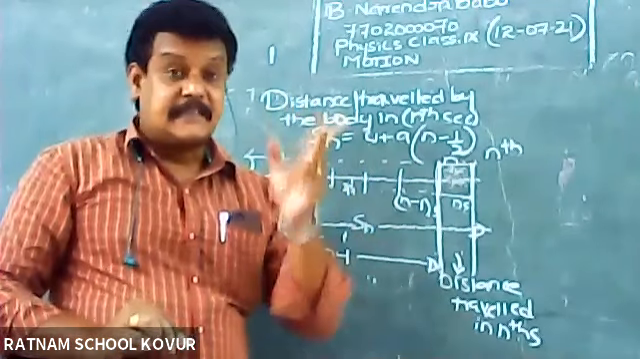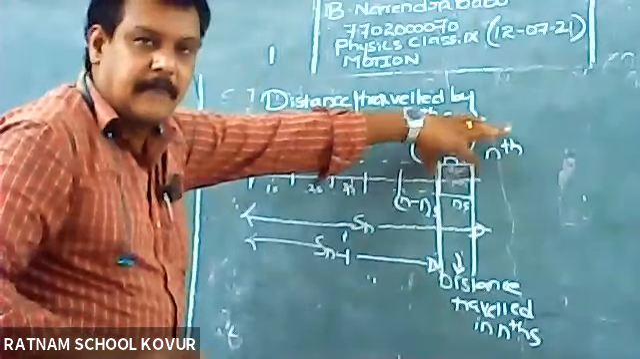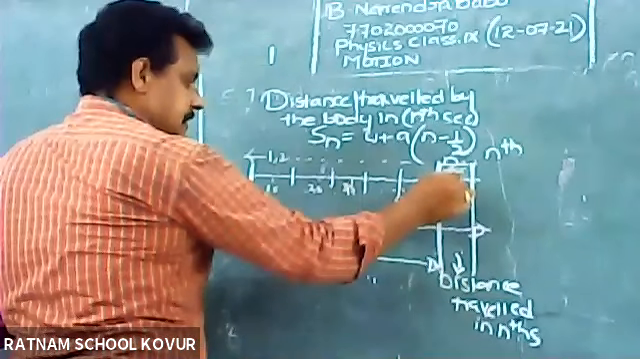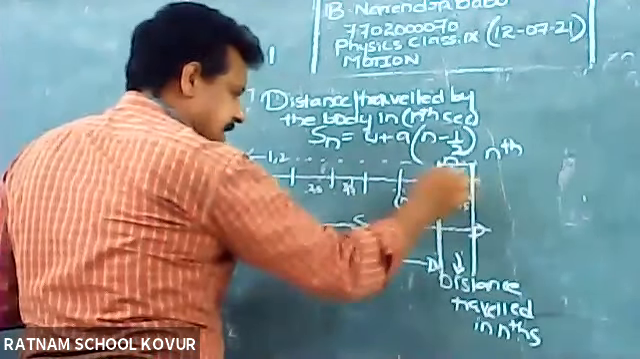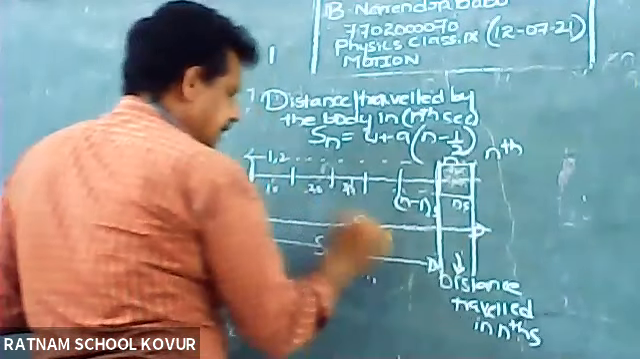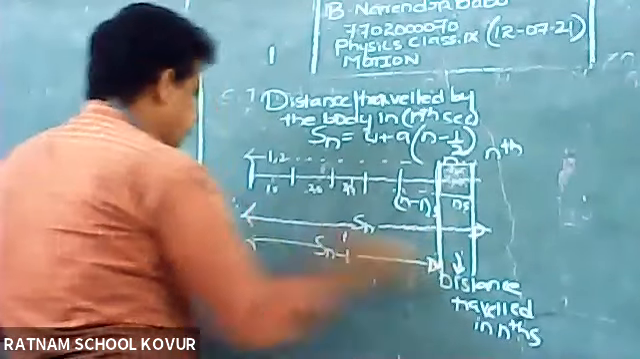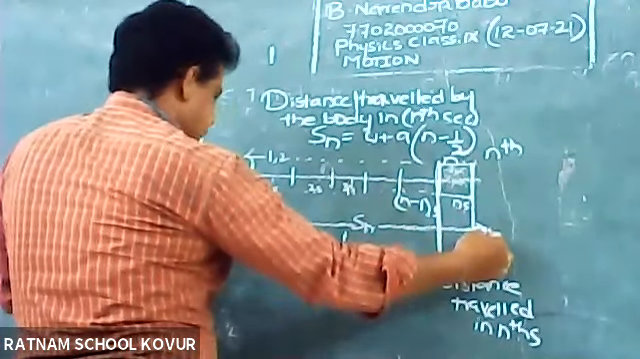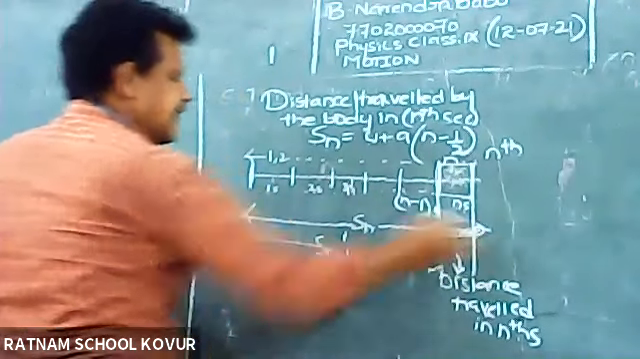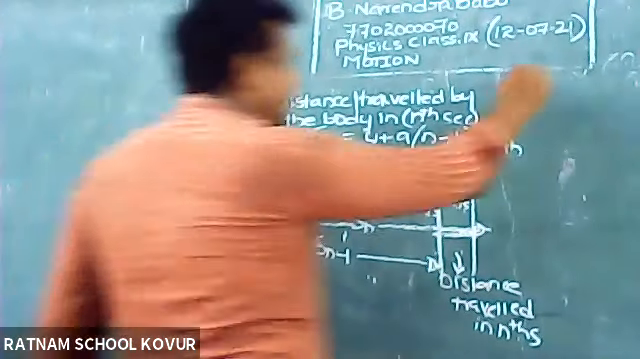Once again, the nth second means the distance traveled in this particular time. So to calculate the distance traveled in the nth second, first I calculate the displacement for n seconds, and then the displacement for n minus 1 second. If I subtract one from the other, I get the distance traveled in the nth second.